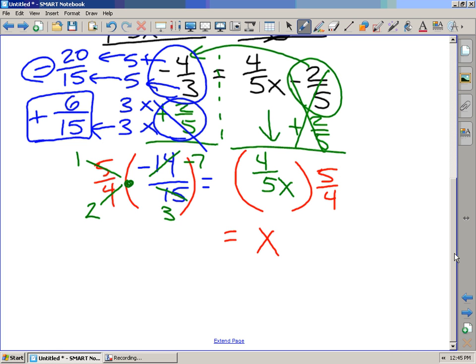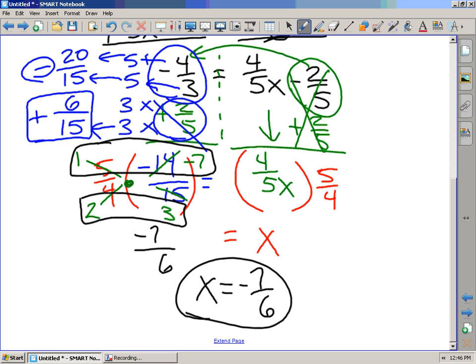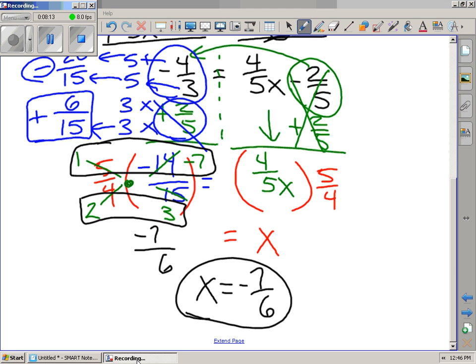Now I'm going to go ahead and multiply across. -7 times 1 is -7. 2 times 3 gives me a +6. So x equals -7/6. And we could write that one other way.